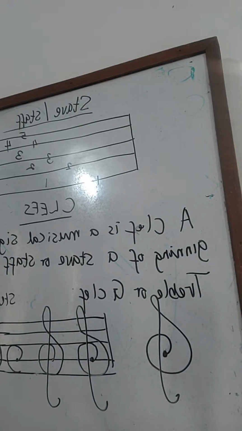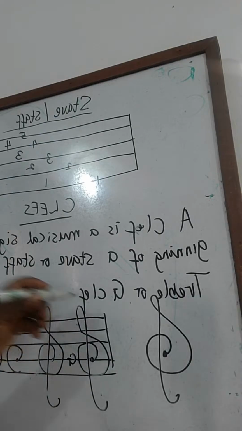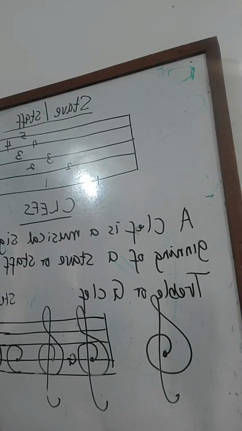So what is the G or treble clef? It's a clef that begins from the second line of the staff, fixing the second line as G. This second line is G. That's where it actually got its name from, G clef. And looking at it this way, it looks like a G somehow, right? It looks like a G.